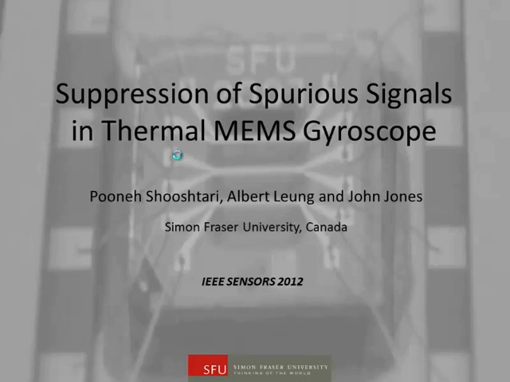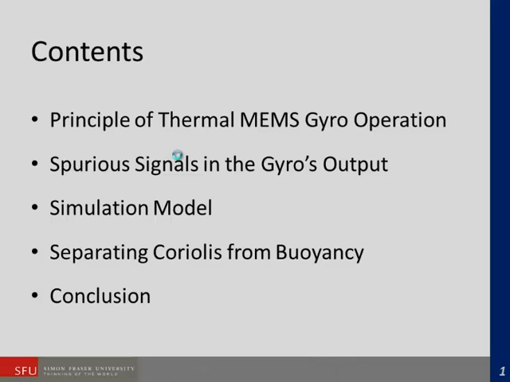As you can see, I'm going to talk about suppression of spurious signals in thermal MEMS gyroscope. I will start my presentation with a brief description regarding the principle of thermal MEMS gyroscope operation, and then I will talk about the spurious signal in the gyro's output and our observation in our simulation results and also the experimental results. Then I will go through the simulation model, which is a two-dimensional model built in the COMSOL CFD package, and I will continue my presentation with a proposed solution for suppression of this spurious signal in the output of the gyro, which can be done by separating the corridors from buoyancy. And finally, conclusion.